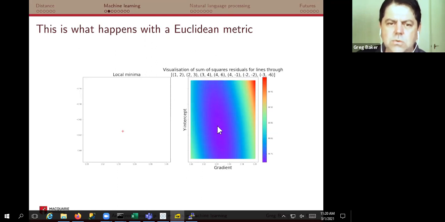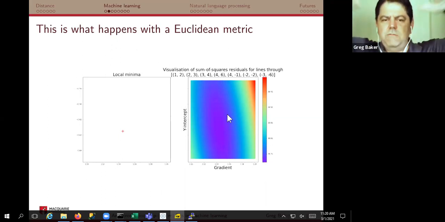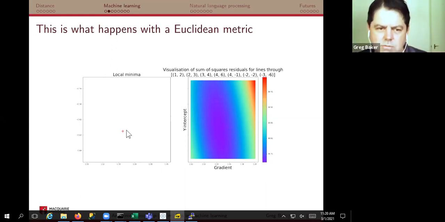So anyway, you minimize the sum of squared distances, and I've plotted on the right here, for a whole bunch of different gradients and a whole bunch of different y-intercepts, what the actual sum of squares residual is. You can't really see the whole thing here, but you get a kind of convex shape in two dimensions in the gradient and the y-intercept. Somewhere in there, which I've highlighted over here, is the minimum, the value that minimizes this.